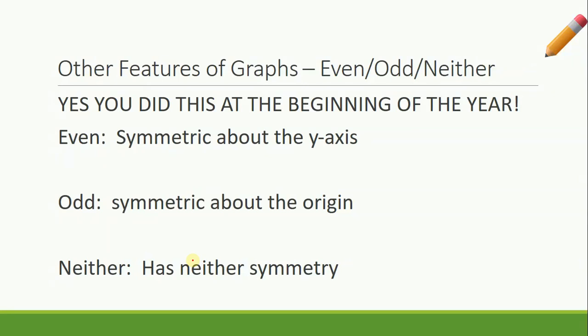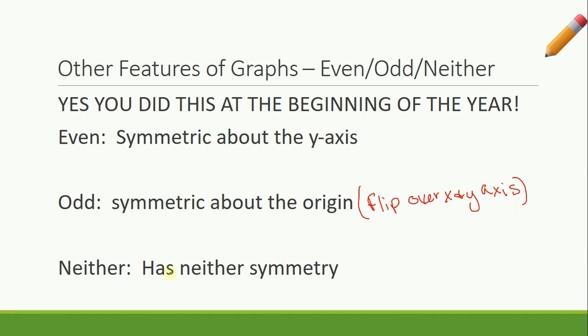Another thing: even, odd, neither. Yes, you did this at the beginning of the year. It was the very first day we did videos together. Remember, even is symmetric about the y-axis, aka it folds over the y-axis. Odd is symmetric about the origin, aka I can flip over x and y-axis and it lays on itself. And then neither, it has neither symmetry.